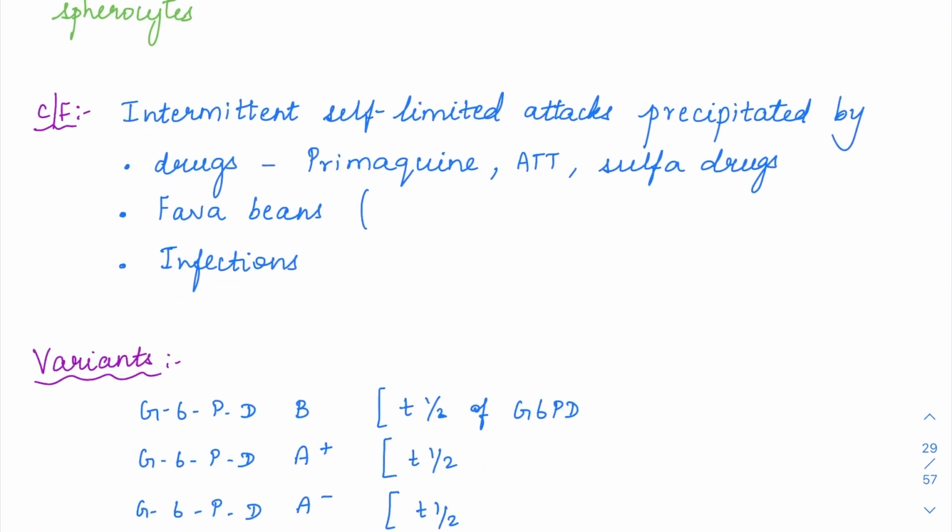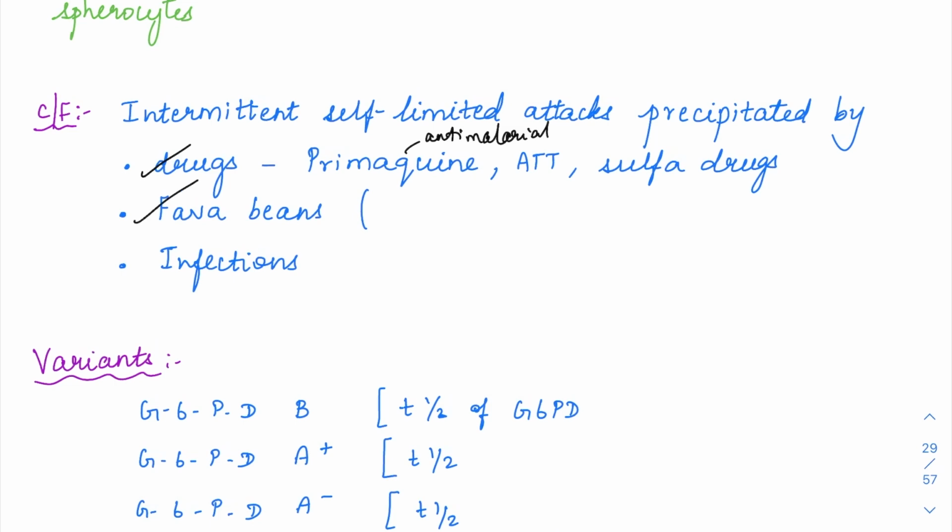So clinically, how do these patients present? It is usually a self-limited disease. There are only intermittent attacks. It is not a chronic disease. It is going to be precipitated by certain oxidative stress. That oxidative stress is produced by drugs like primaquine, ATT or sulfa drugs. Primaquine is an anti-malarial drug, ATT is the anti-tubercular drug, then sulfa drugs, any sulfonamides. Okay, so all of this is going to precipitate oxidative stress, leading to hemolysis.